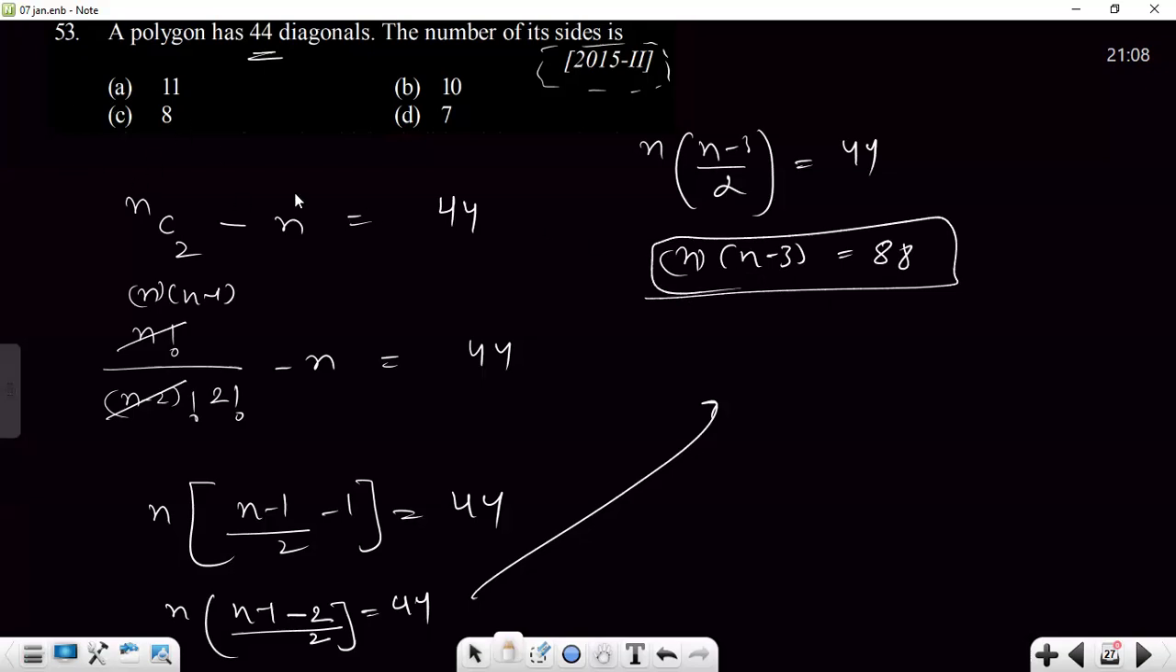Now let's substitute the value of n from the options. Assuming option A has to be true, 11 into 11 minus 3, 8, has to be 88. And that is precisely what happened. So our hit is successful the first time. We have achieved the hunt. We have hunted the prey. Option A is the correct answer.